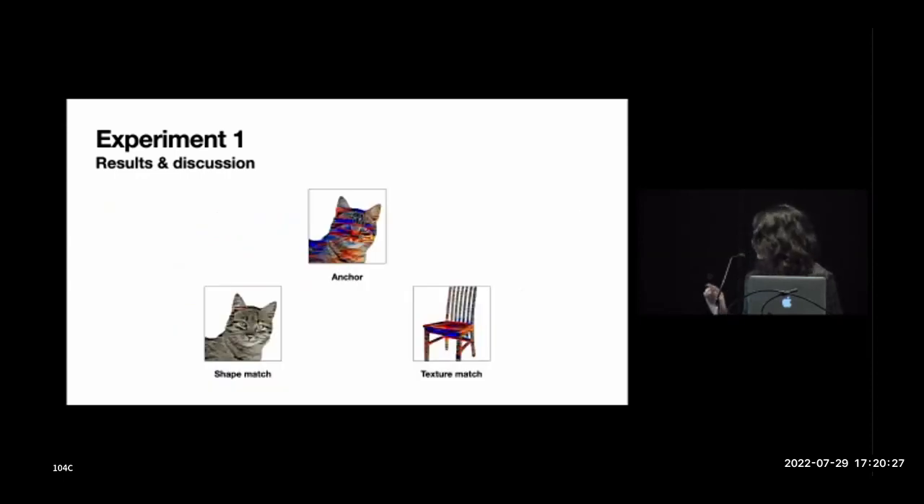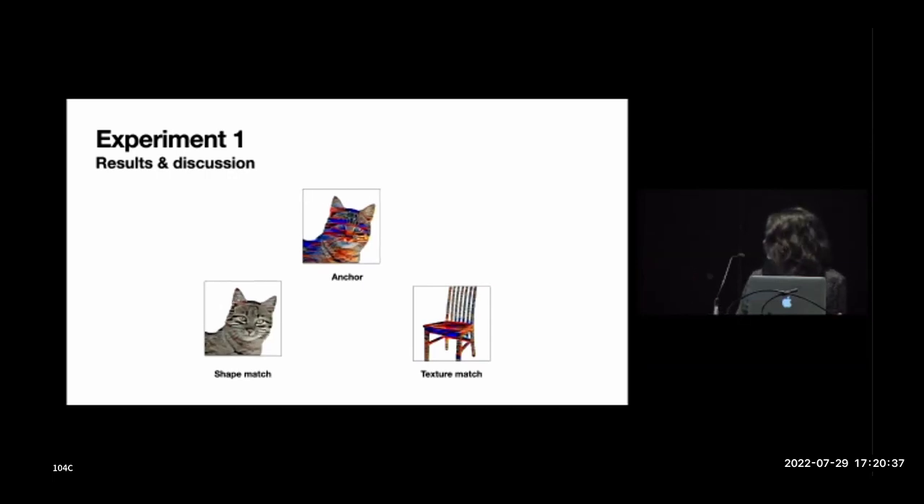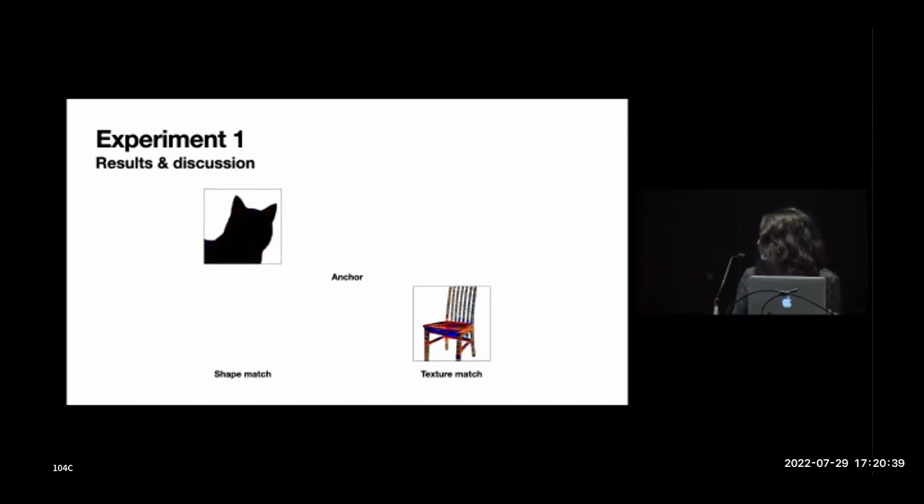However, we realized that maybe in this alpha equals 1 condition, the reason why we see such a strong shape bias is that the anchor stimuli and the shape match stimuli have this perfect pixel level overlap.